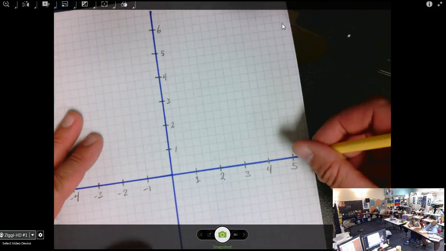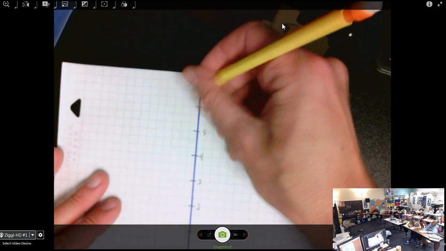Please make sure you always label your x-axes with an X and your Y with a Y.